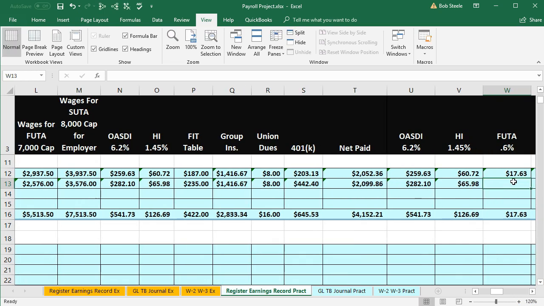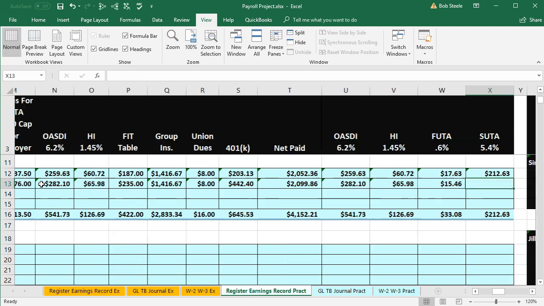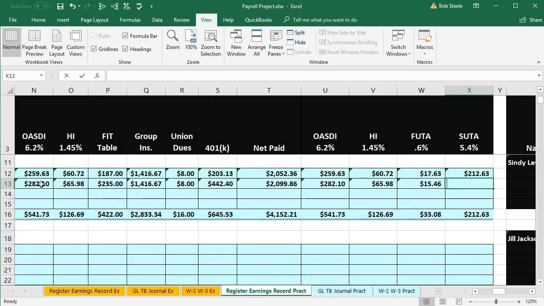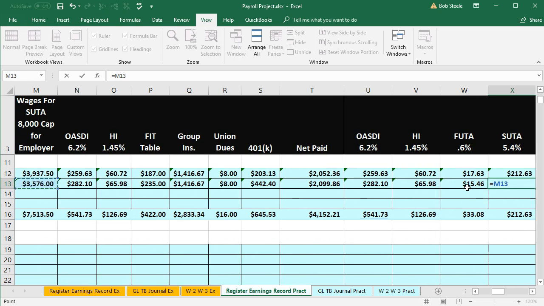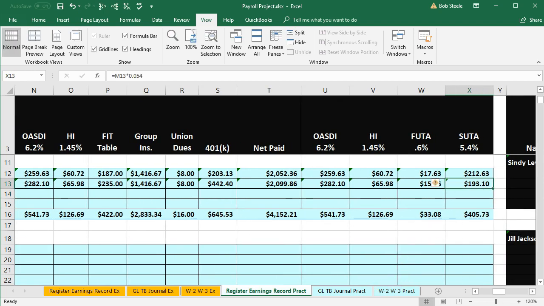0.0145 tab, and then the FUTA, we're going to say equals the FUTA wages, which will be this amount in L13 times 0.006 tab, and then the SUTA will equal the SUTA total in N13 times 0.054. Enter. I picked up the wrong number there, so let's delete that. It's going to equal, we're going to scroll over just one more to find the SUTA number, times 0.054. Alright, so that looks more reasonable.